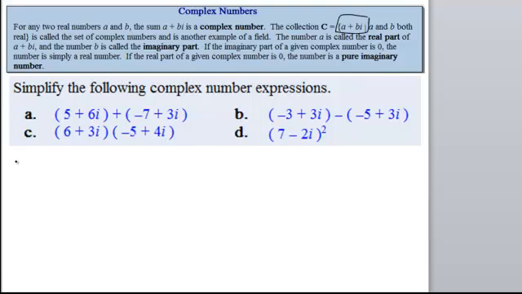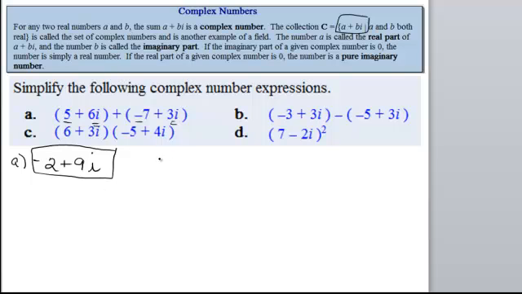Okay, so look at a. 5 plus 6i plus negative 7 plus 3i. Well, if you add the real parts, 5 plus negative 7, you get negative 2. 6i plus 3i will be 9i. That's all you have to do.